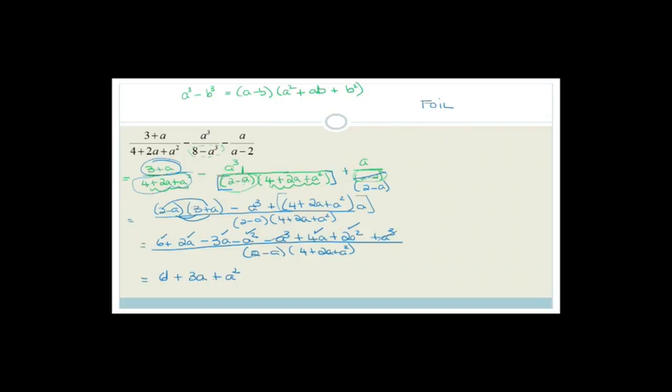So you're left with 6 plus 3A plus A squared all over 2 minus A, 4 plus 2A plus A squared. And that's as far as you can do, because this cannot be factorized. The 6 plus 3A plus A squared cannot be factorized into anything that looks like that. Nice question.